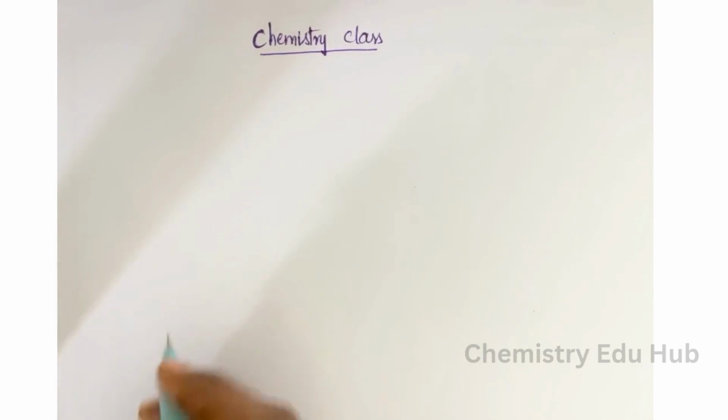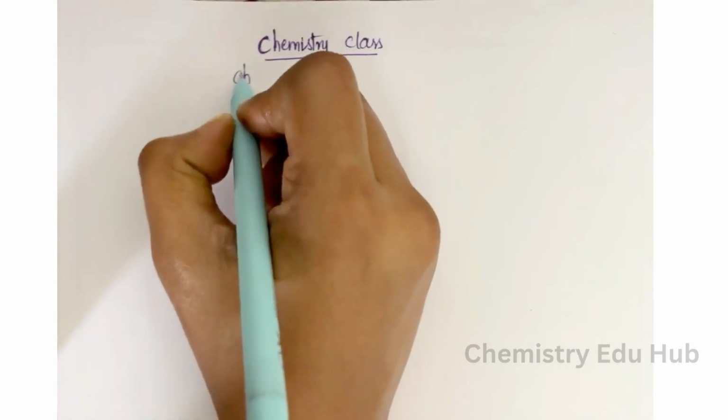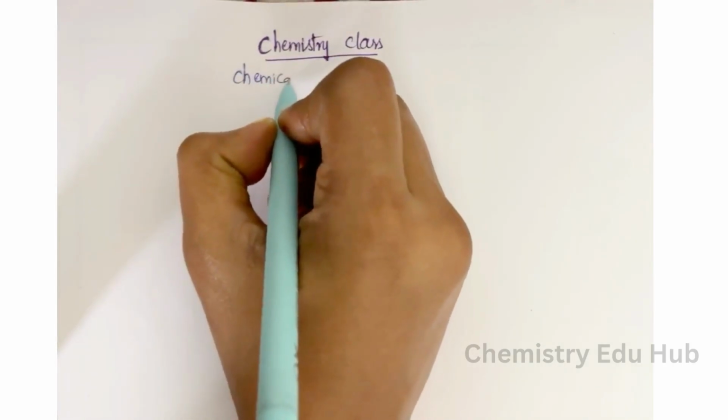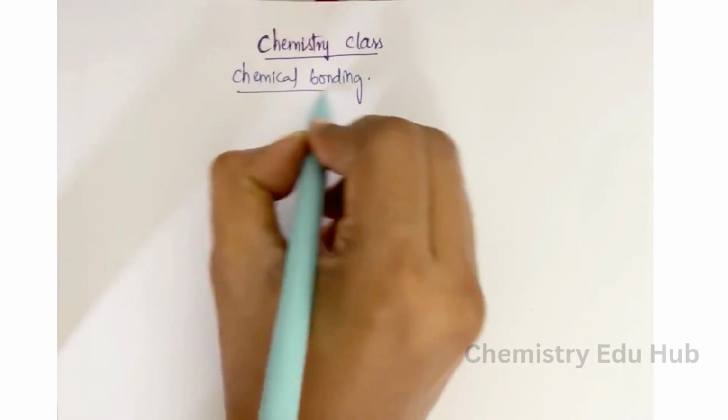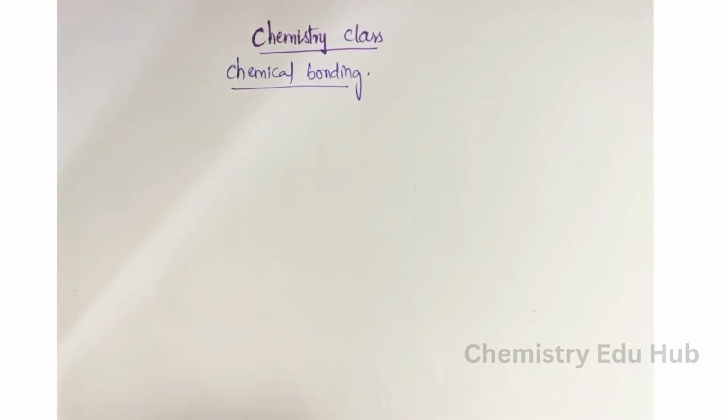Today we are going to talk about the chemical bonding chapter, which is the second part of the fundamentals of chemistry. So what is chemical bonding? Why does this occur in nature? Let us understand the concepts clearly.